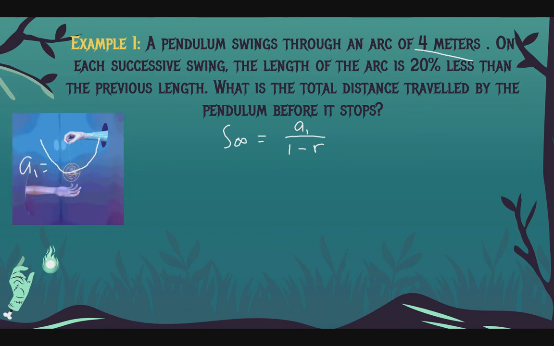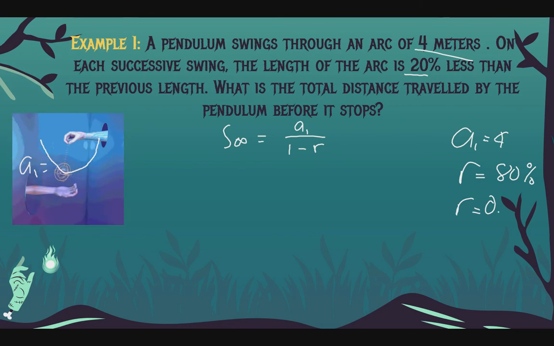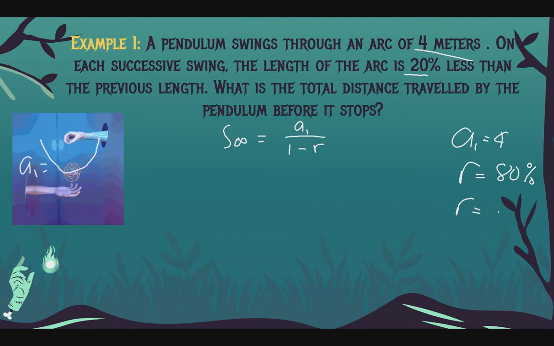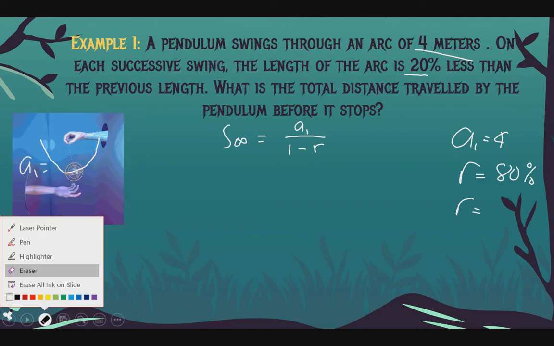Then, ang R, ano naman kaya yung R? Sabi, bumababa ng 20%. So, kapag mas mababa yung from 100%, ilang percent na lang? Very good, 80%. So, ang R natin is 80%. And what is 80% in decimal form or gawin natin fraction form. Ano ba ang decimal form or fraction form ng 80%? Very good, 4 over 5.